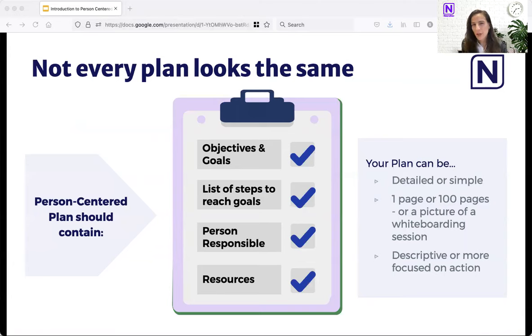There are a couple of things that every good plan should have. That's objectives and goals, a list of steps to help you reach those goals, the people who might be responsible for helping you reach those goals, and resources like websites and places that you can go for help. But it can look a lot of different ways. It could be really, really detailed or pretty simple. Just one page or 100 pages, or even a picture of a whiteboarding session. And it can be really descriptive, really talking about who you are and what you like and what you don't like, or it can be really focused on action. Our plans are a good mix of all of these.